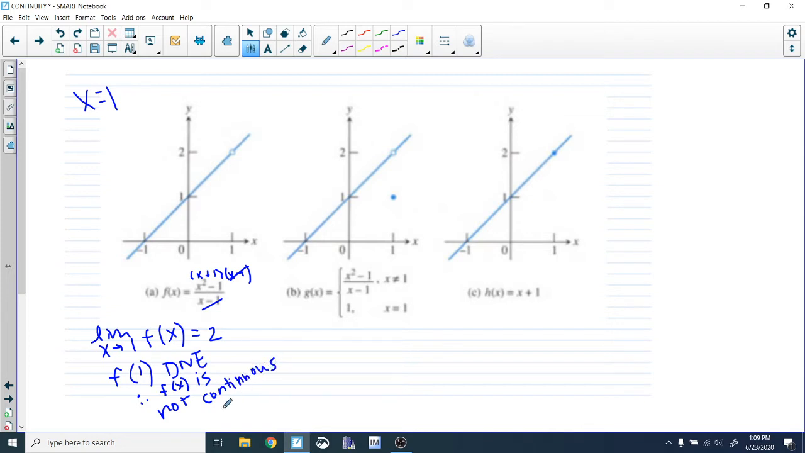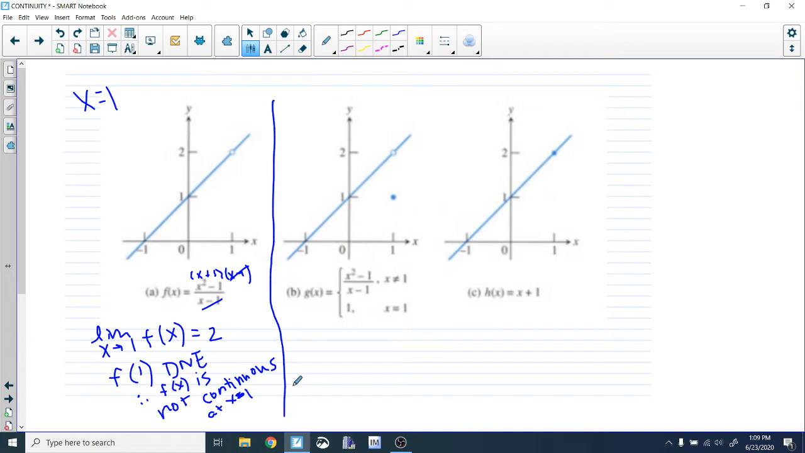Continuous. I have to say it sometimes to know how to spell it. f of x is not continuous at x equals 1. So again, we were focusing on one specific point, x equals 1, and we just showed that the definition of continuity at that point does not hold.